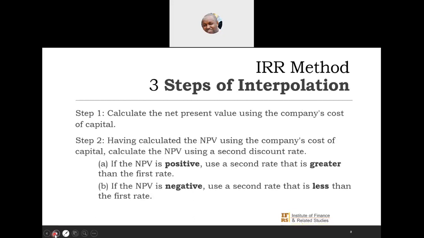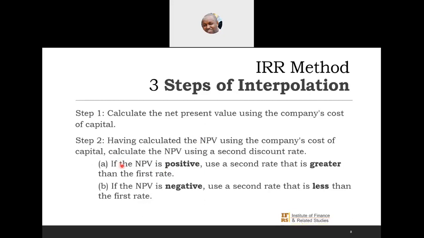There are three steps to the interpolation method of computing IRR. The first one is to calculate the net present value using the company's cost of capital. Invariably, most of the questions that require you to compute IRR will give you a discount rate. We use that discount rate to compute the NPV of a project. The second step is to compute another NPV but using a different rate.